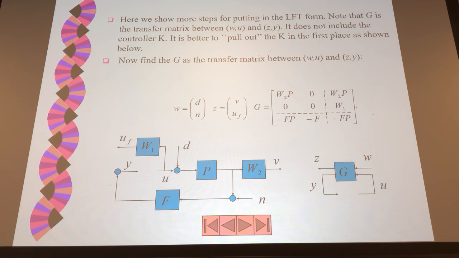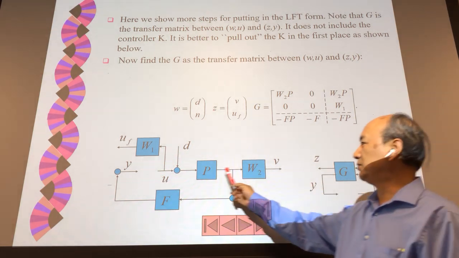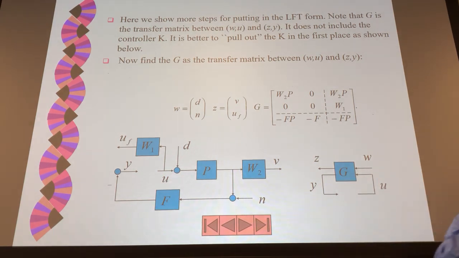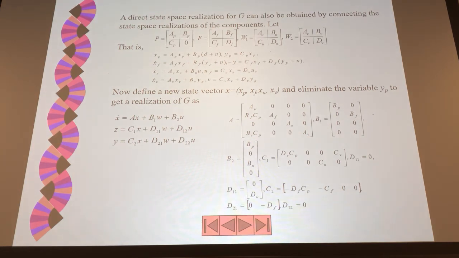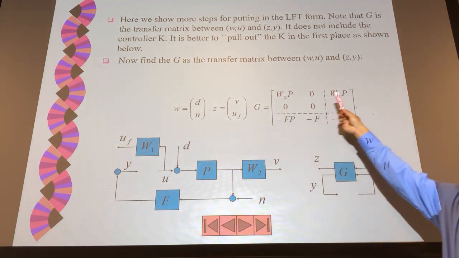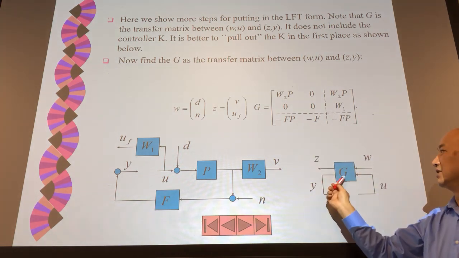So for each of these 4 blocks, you can see you have a W2, P, F, W1. These are transfer function matrices, so they are different dimensions. For each of them, we can consider to make what we said, state space realization. So what do we have? You can write this format and do realization about the G.